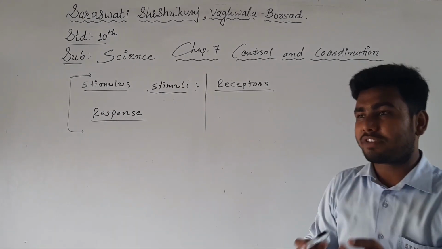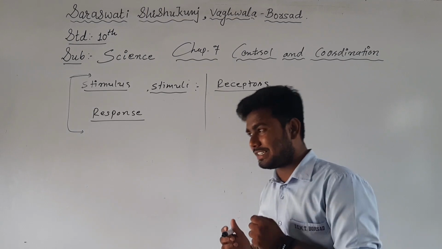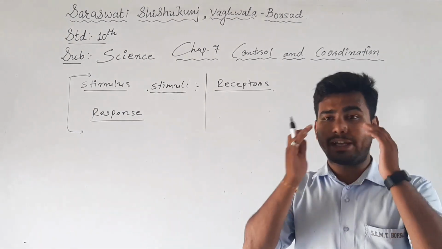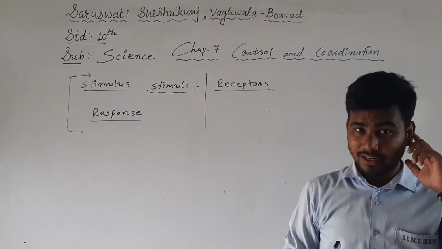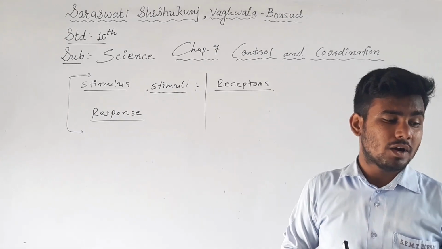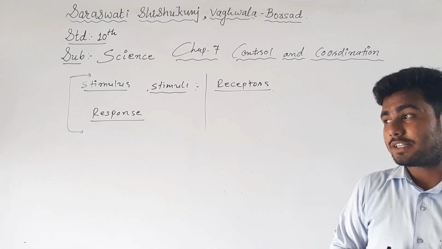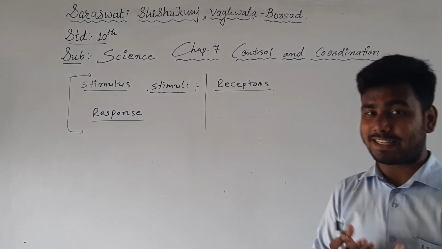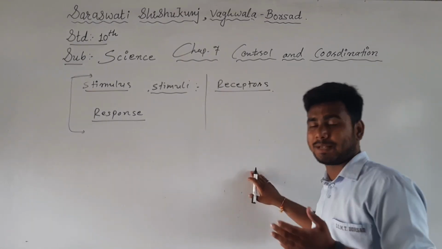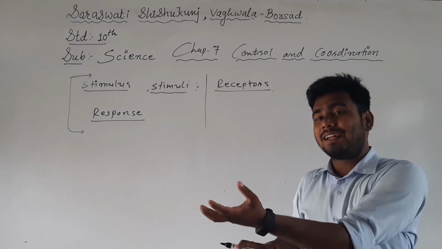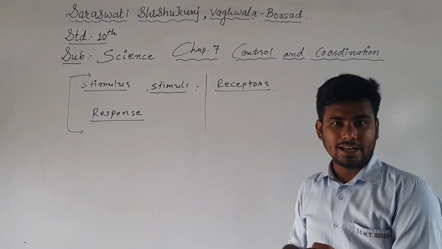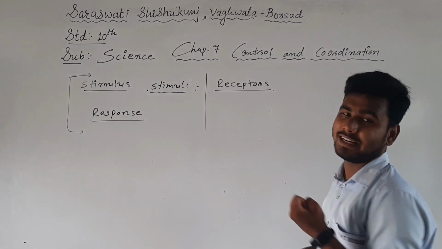Now which types of receptors do we have? Just try to identify the receptors. Yes, you are right, we can see, we can hear, we can touch, we can smell, and we can also taste. According to that we have different receptors. Let's understand about these receptors. First of all, what are receptors? Receptors accept, or receive, the stimulus.